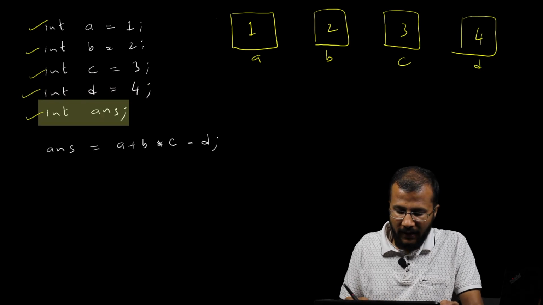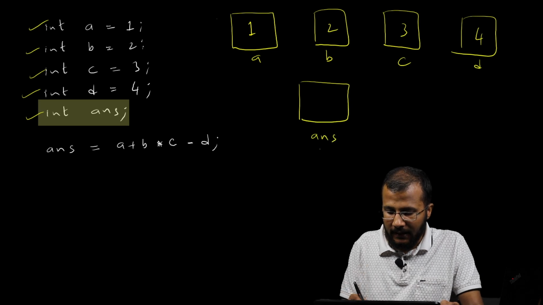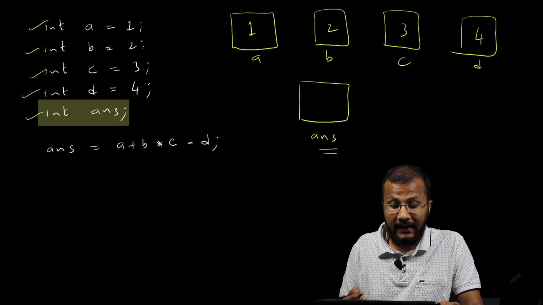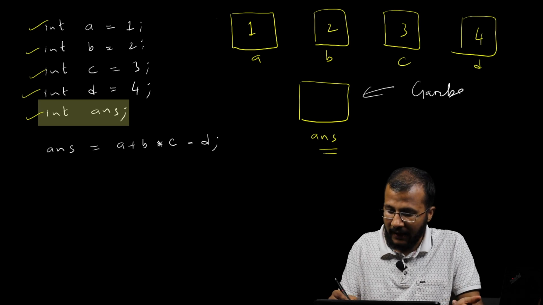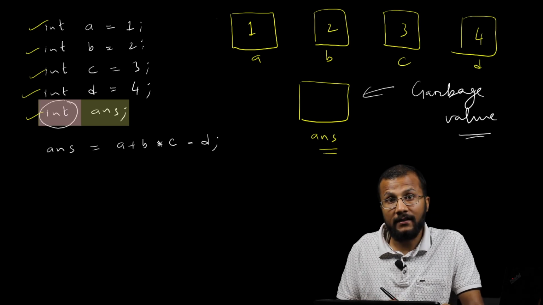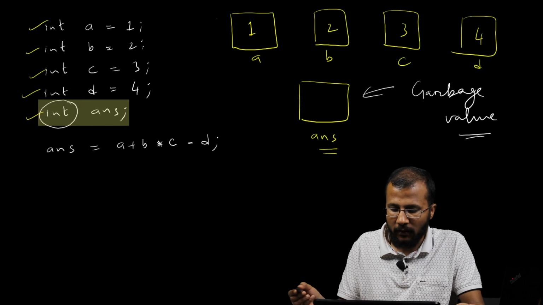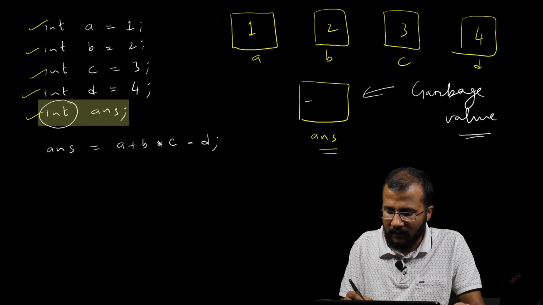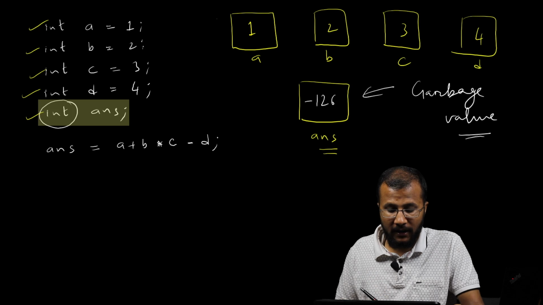Line number 5 declares one variable called ANS. Now this variable is not assigned any value, therefore it will take some random value which is called a garbage value. Obviously it will be a random integer value. It can hold any random value for that matter. The compiler will decide on that value. So let's say that value here is minus 126. So this is a randomly assigned value.